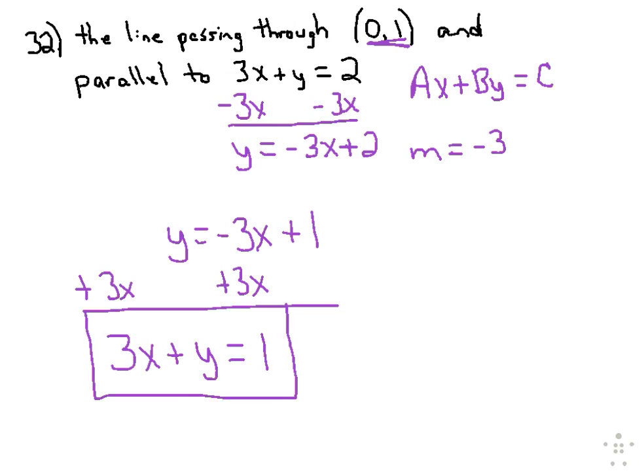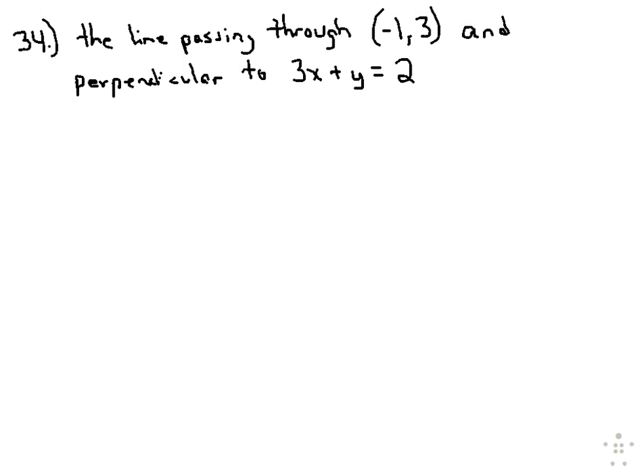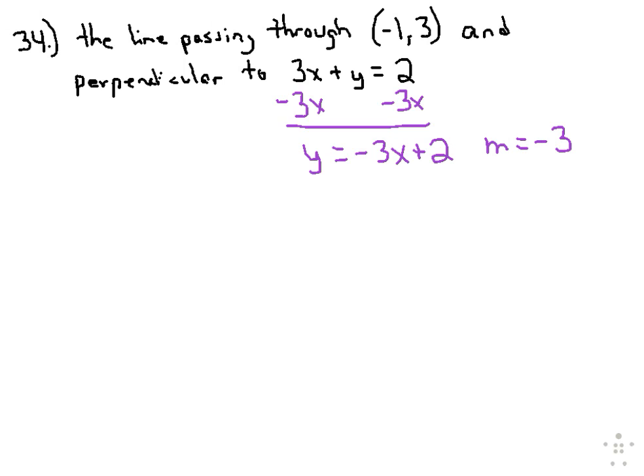Moving on to question number 34. Line passing through (-1, 3) and perpendicular to 3x plus y equals 2, in standard form. So again, I want to find the slope of this one. This is going to be important to me. So I get y is equal to negative 3x plus 2. Alright, now the slope of this line is negative 3. Mine is going to be perpendicular. Perpendicular slopes have negative reciprocals of each other. So mine is going to be the opposite of negative 3, which is positive 3, and the reciprocal of that number, so the reciprocal of 3 is 1/3. So mine's 1/3 x.